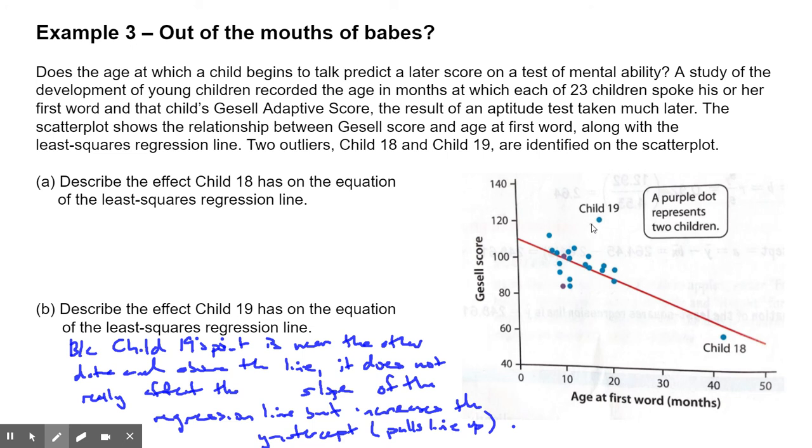And again, the idea is this. If child 19 wasn't there, this line would just shift down here. But because child 19 is there, it's going to raise that line up a little bit, thus increasing the y-intercept, but it really doesn't change the slope of the data because it's not to the far left or far right away from the other data. Okay, so be aware of that. These are the two ways that outliers can affect your regression line. And again, notice each time I'm talking about slope and y-intercept. All right, best of luck trying to interpret these and doing the rest of your homework.